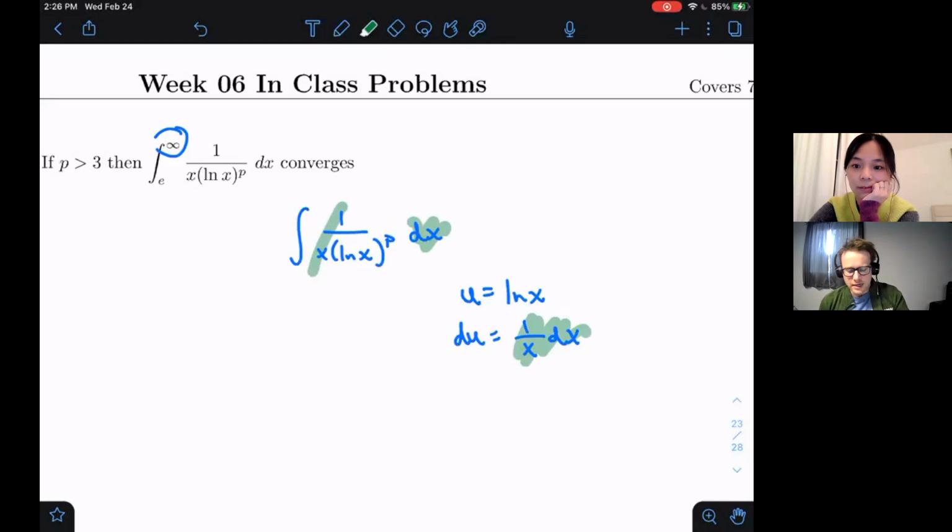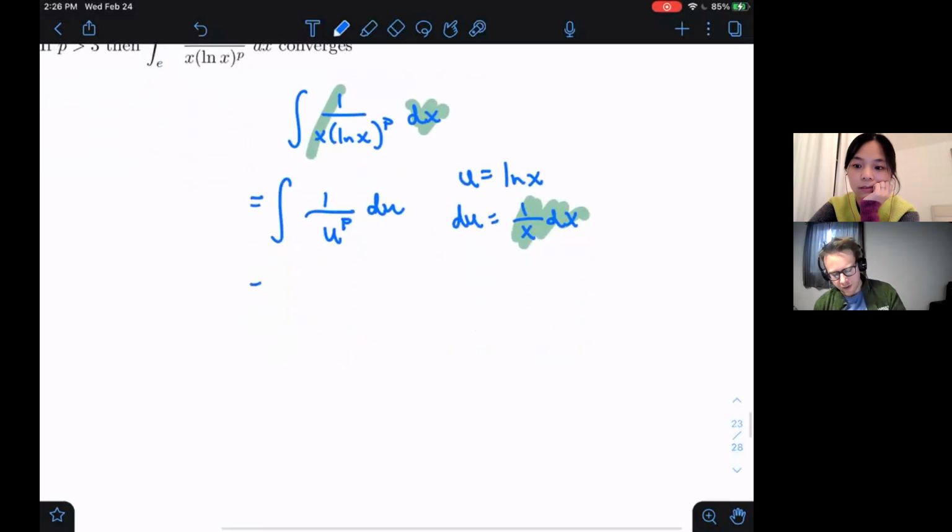So all of this can be nicely absorbed and transformed into 1 over u to the p, and this 1 over x dx we can all trade in for just du. And so we can nicely exchange this. Now we need to find the antiderivative of this.